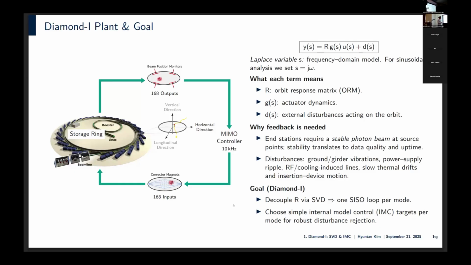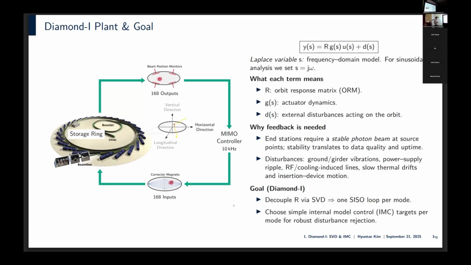We usually describe this system as Y(s) = R G(s) U(s) + D(s). Here s is the Laplace variable, and for sinusoidal analysis, you can easily set s equal to j omega. Each term means that R is the orbit response matrix, ORM, G(s) is the scalar actuator dynamics of the system, and D(s) is the external disturbance acting on the orbit.